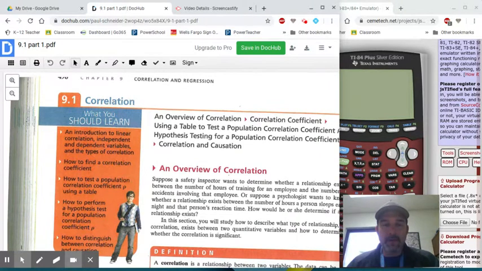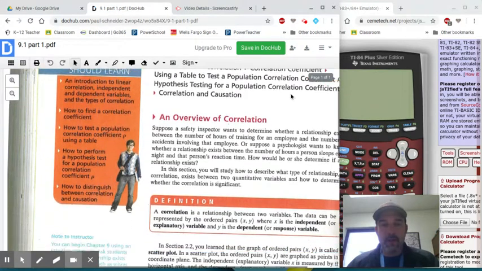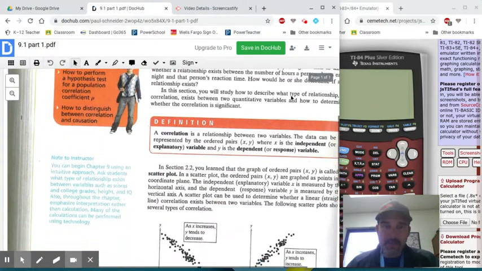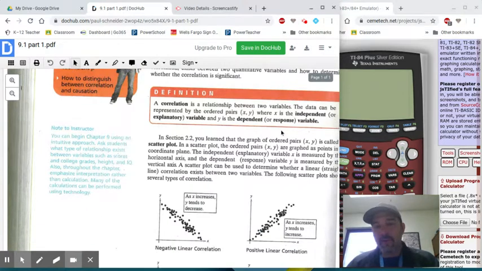We're going to be looking at correlation and regression lines, all of that, but we're going to start off with a little piece on correlation. It gives you the definition of correlation right here. It's a relationship between two variables.